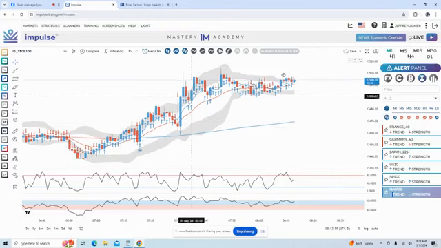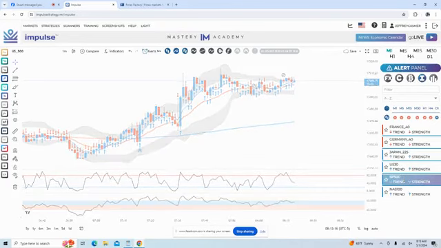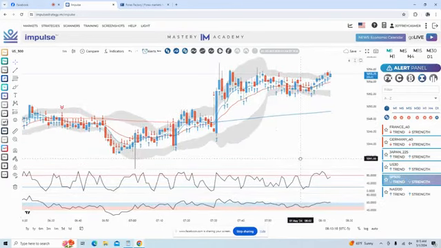But retest. Let's go. So SP 500. Yeah, that was a move and it's still happening. Okay.